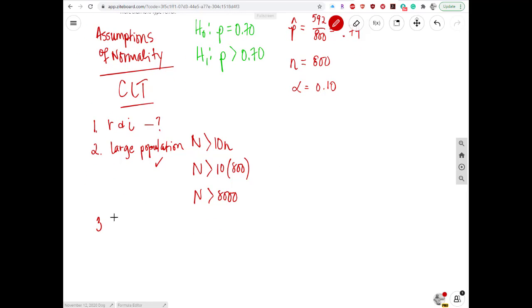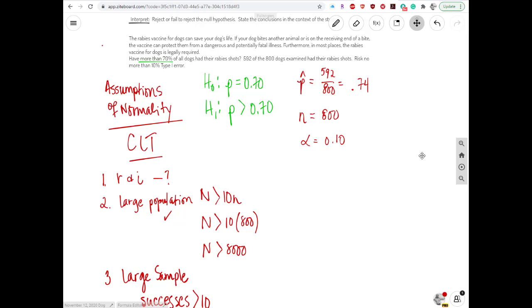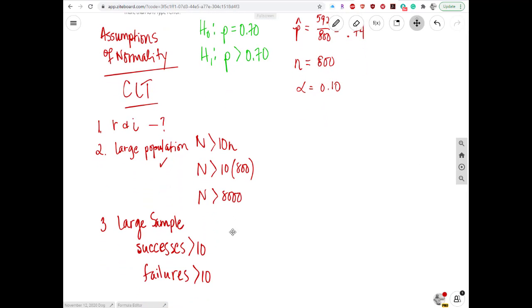The last one is we're looking to see if it meets the condition of a large sample. And for that, our successes have to be greater than 10, and our failures have to be greater than 10. So it said that 592 dogs were vaccinated. So those would be my successes. So 592 is my successes. Is that number greater than 10? It is, so that checks out.